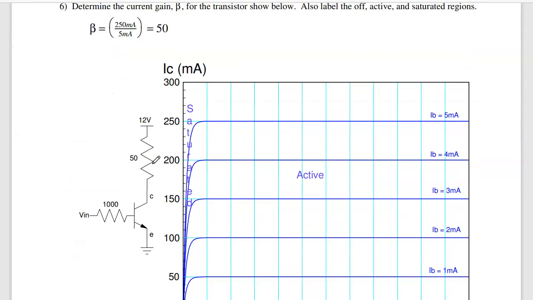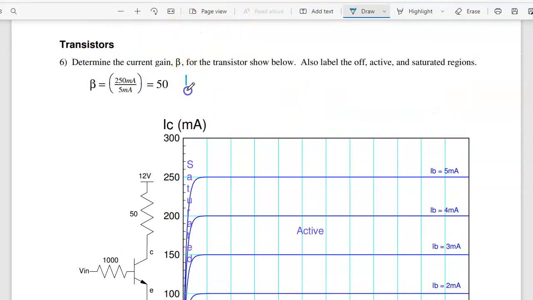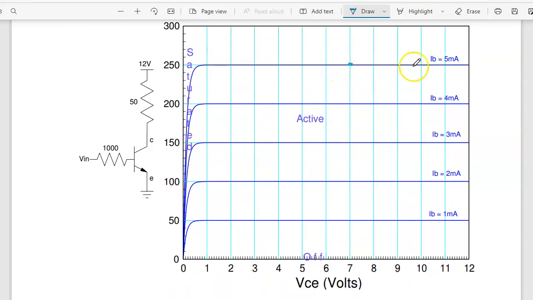Problem 6 looks at a transistor. First, label the regions and find beta. Some textbooks call that HFE. Depends upon which textbook you're using. It means the same thing. To find HFE or beta, pick a point, like right here. At that point, when the base current is 5 milliamps, the collector current is 250, 50 times as big. At 4 milliamps, it's 200, 50 times as big. At 3, it's 150, 50 times as big. So that tells you right there that beta is 50, or HFE, pick your favorite textbook.